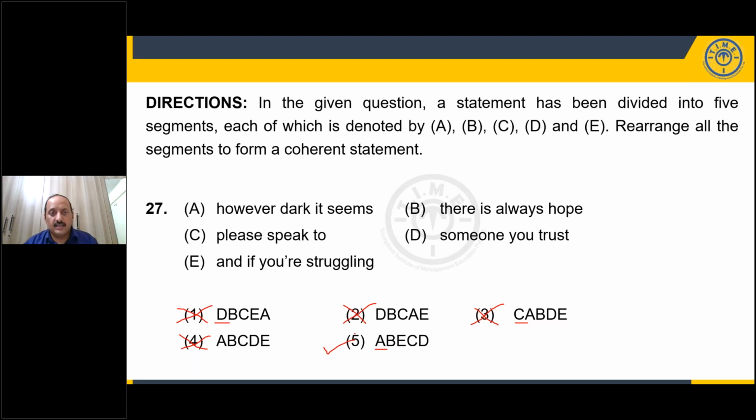Let's read the order once. However dark it seems, there's always hope. And if you are struggling, please speak to someone you trust. So A, B, E, C, D is perfect. The order is logical. This is an example of sentence jumble. It's always better to do these questions via the options, so one saves a lot of time. Of course, you can also read them directly and try to put them in order if you are fast. We'll do one question that way also, to read it directly and do it. But in the exam, if you feel you're not very fast and you don't have a lot of time, better to do it via the options.